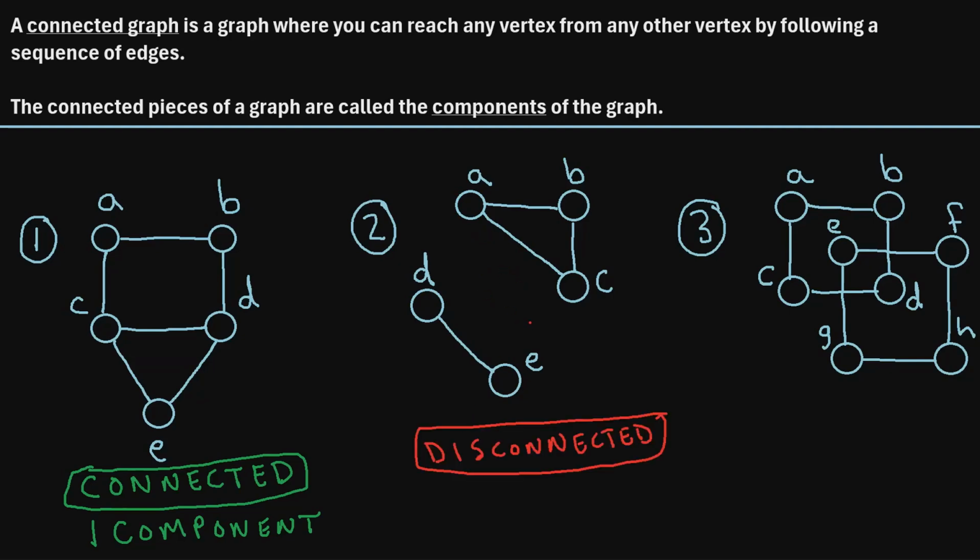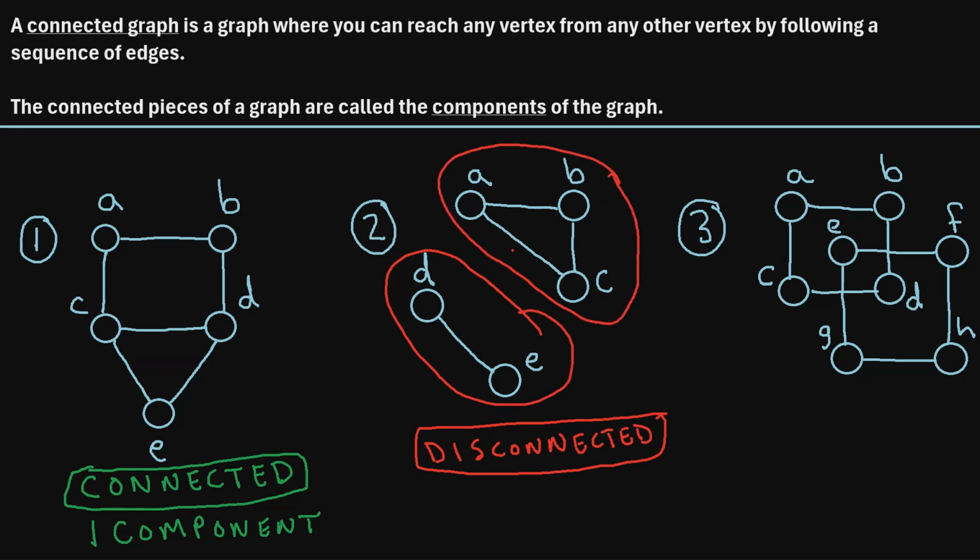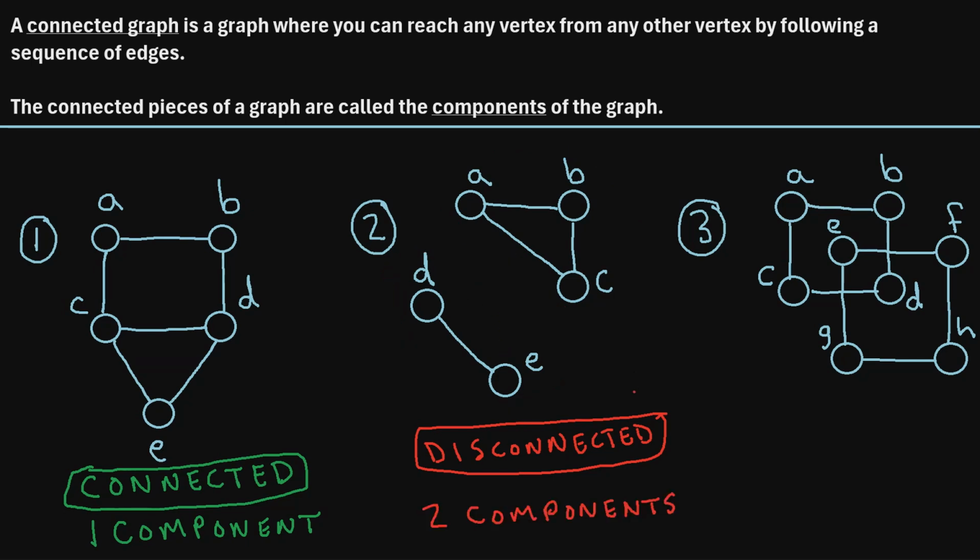Now, for this graph, there are 2 connected pieces. So here's the first connected piece of the graph, and here's the second connected piece. So for this graph, we would say that there are 2 components of the graph. And by definition, every disconnected graph will have at least 2 components. So for this particular graph, we had exactly 2 components.